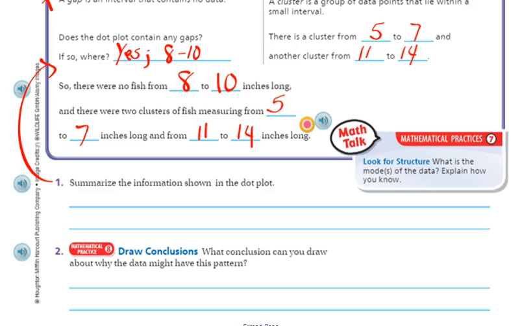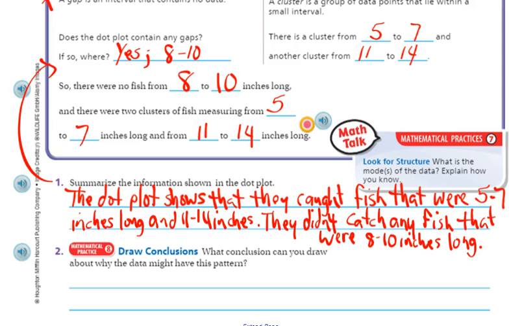If you need to pause the video, please go ahead. All right, so I went ahead and summarized in my words here, and just see if you match up, hitting on the big points here. The dot plot shows that they caught fish that were 5 to 7 inches long and 11 to 14 inches. They didn't catch any fish that were 8 to 10 inches long. Okay. All right, I'd like you to go ahead now and turn the page to page 708.